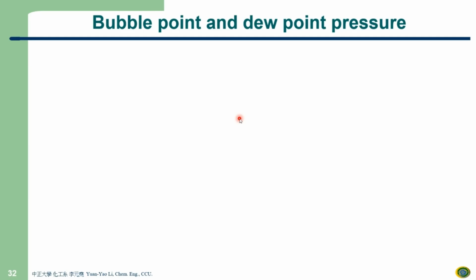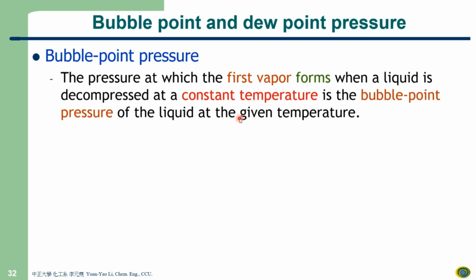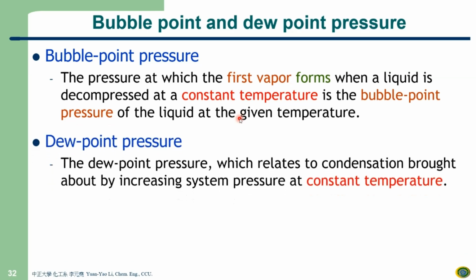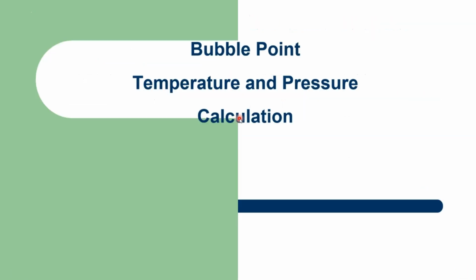Okay, so how about bubble point and dew point pressure? I just told you that bubble point pressure is the definition of the first bubble, and the dew point is the first droplet, right? So again, it's constant temperature. Right, so now let's move to how to do the calculation of the bubble point temperature and pressure.